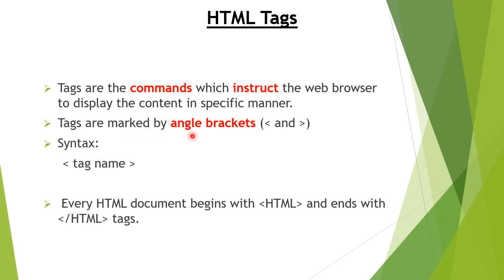Tags are marked by angle bracket. How do you represent tag? You represent tag within angle brackets. These are called angle brackets. And this is the syntax of tag. This is angle bracket, tag name, and the angle bracket close. And one more thing, there should not be space between angle bracket and tag name. Fine, there should not be space, otherwise it will not work. Fine, this is the syntax. It is showing one space, but when you write the coding in HTML page, there should not be space between angle bracket and tag name.